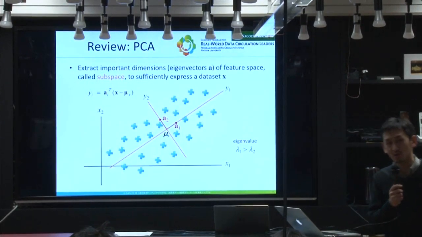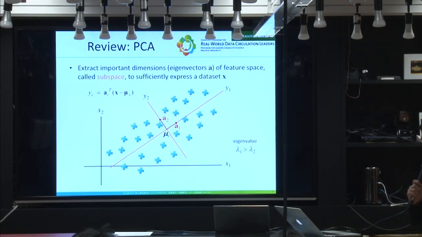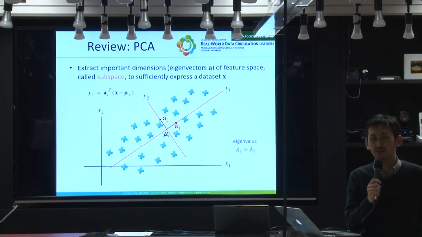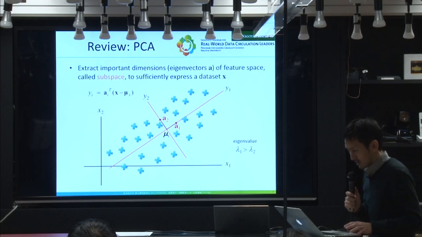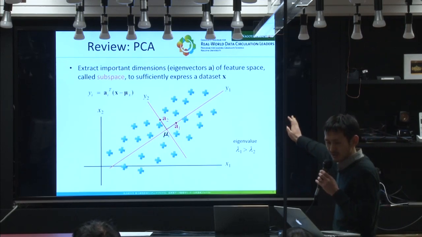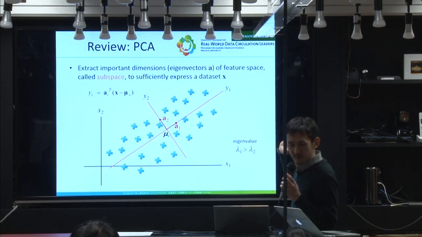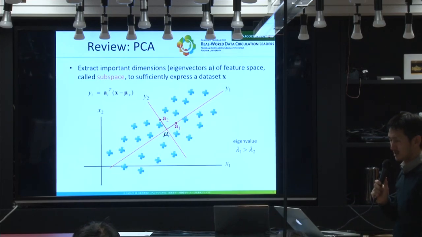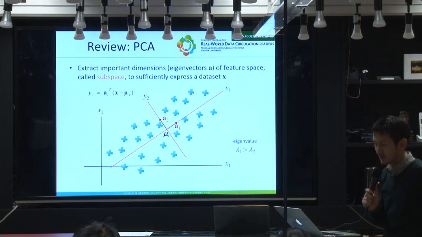So let me review the first topic, PCA, principal component analysis. Do you remember PCA, okay? PCA is a very important technique for feature extraction and data compression, okay? So PCA extracts the important dimensions like this, consisting of the eigenvectors of the feature space. That feature space is called a subspace, okay?